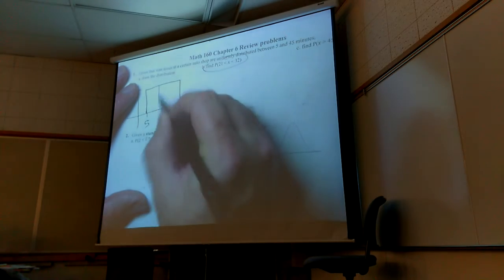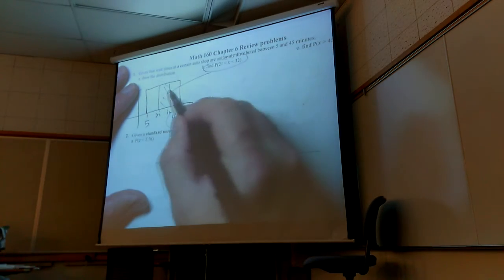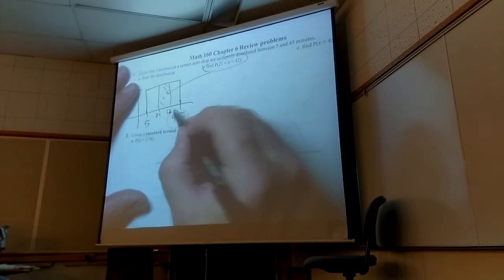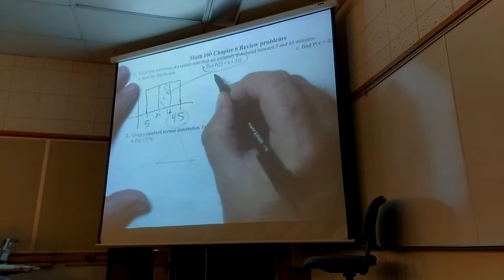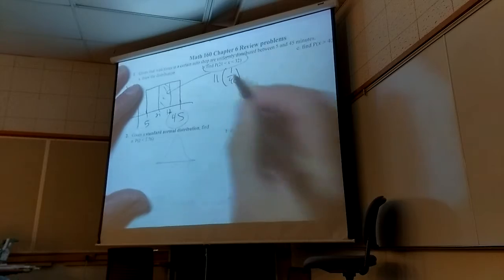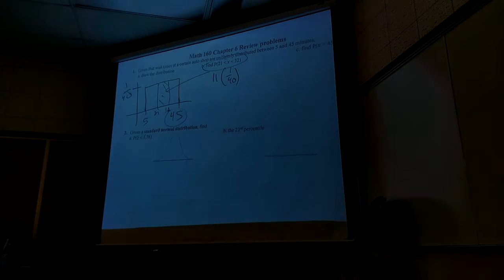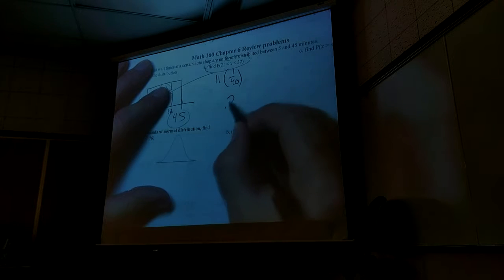So how do I find this probability? I want that area there, right? So how do I find that area? How wide is it? 11. How tall is it? So it's 11 over 40. 0.275. Everybody all right? You guys okay? All right.